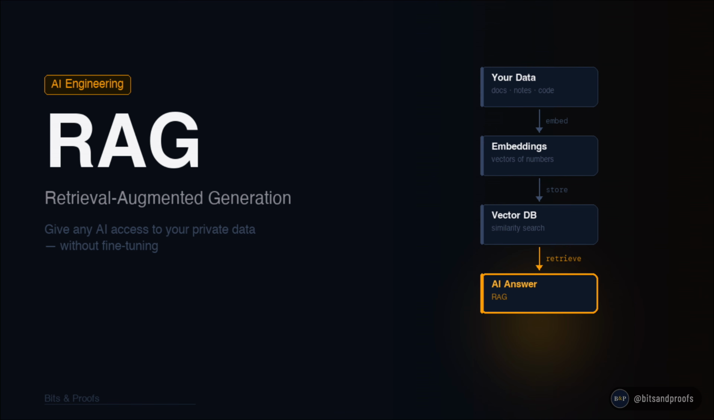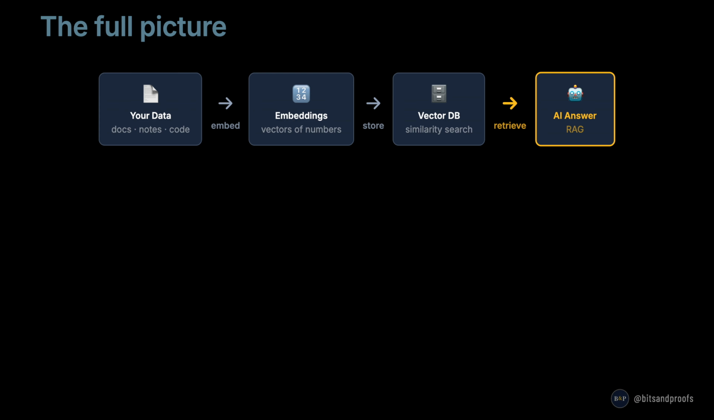Once embeddings and vector databases concepts are clear, now we are ready to learn Retrieval-Augmented Generation, RAG. Let's look at the full picture. You have your data, you embed it, you store those embeddings in a vector database. And then at query time, you retrieve the right pieces and get an AI answer. That final step is RAG, and that is what we build today.